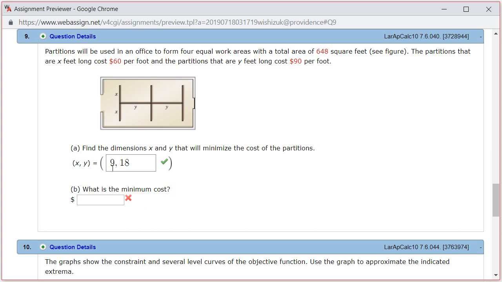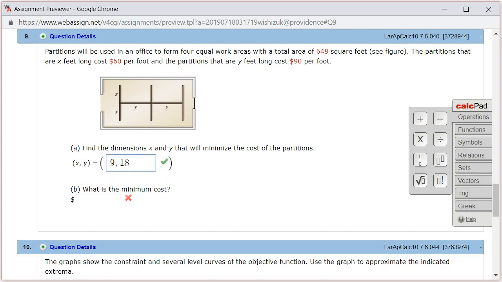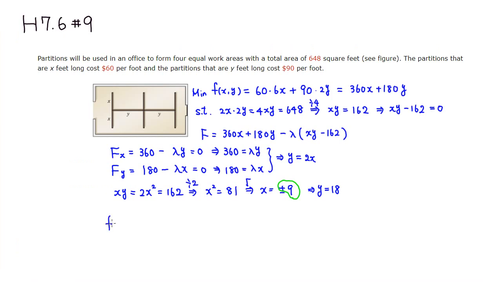For the minimum cost, we just have to plug in x equals 9 and y equals 18. So let's find the cost, f of 9 and 18. This is going to be 360 times 9 plus 180 times 18. 0 times 9 is 0, 6 times 9 is 54, and 3 times 9 is 27, so that's 3,240. Plus 180 times 18.